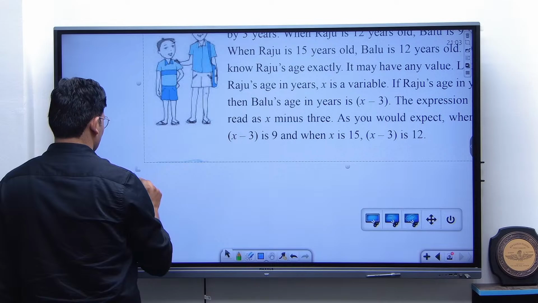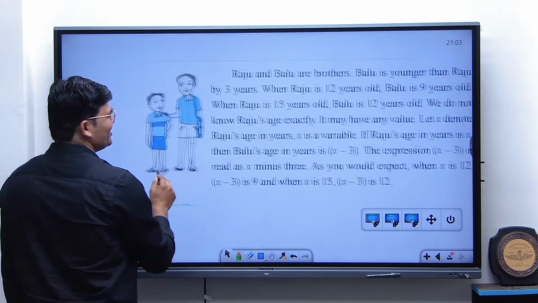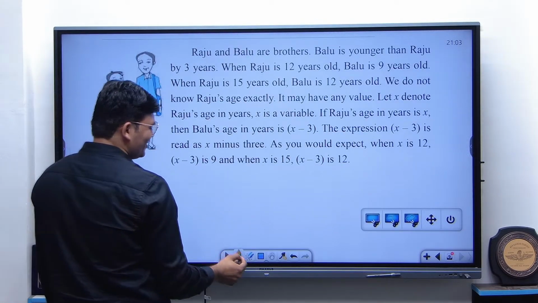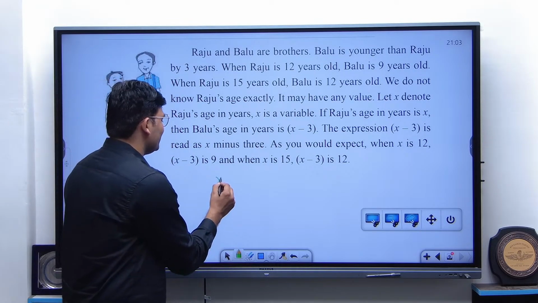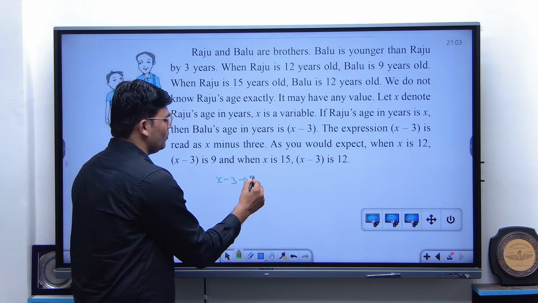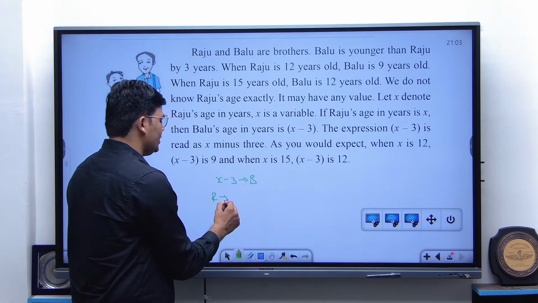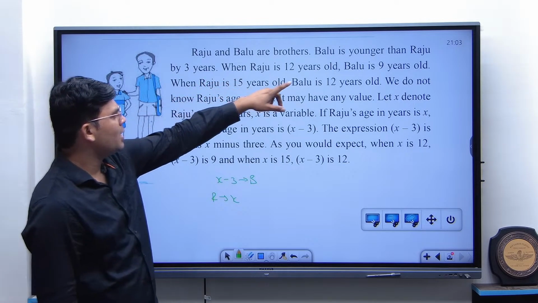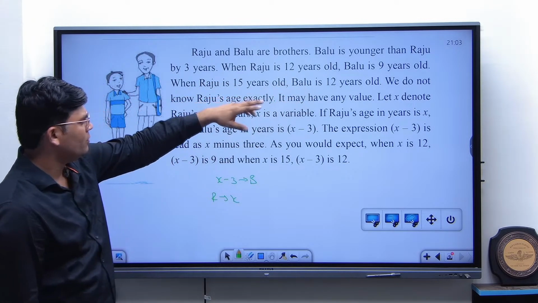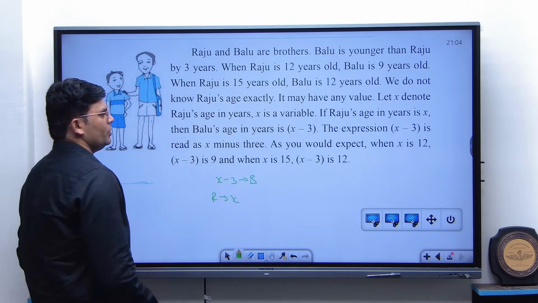Raju minus 3. Yes. So Raju is x. So we will say x minus 3 for Balu, and for Raju it is x. When Raju is 12 years old, Balu is 9 years old. Raju is 15, Balu is 12. We do not know, so it may take any value.